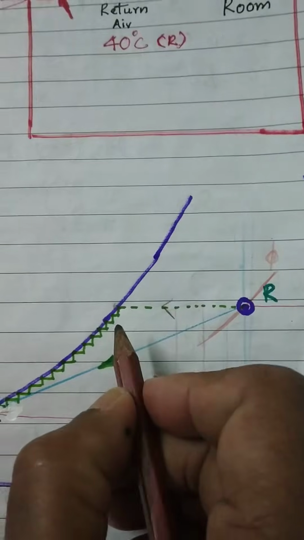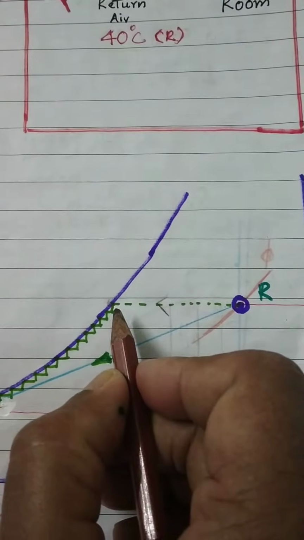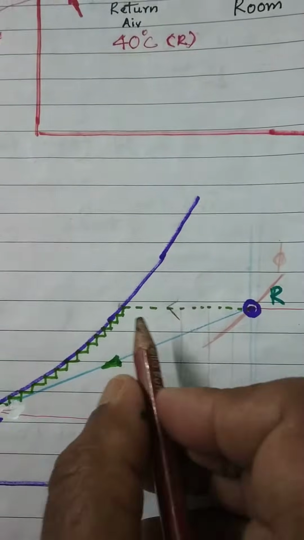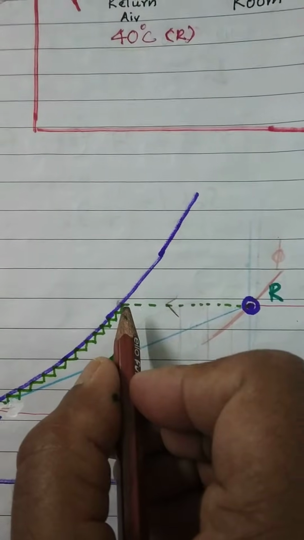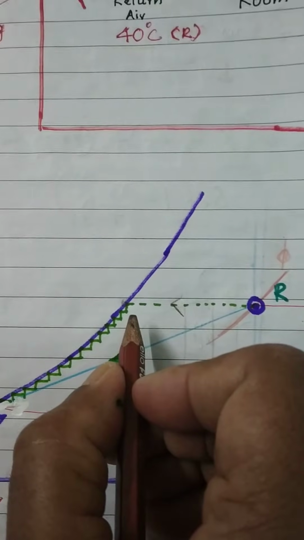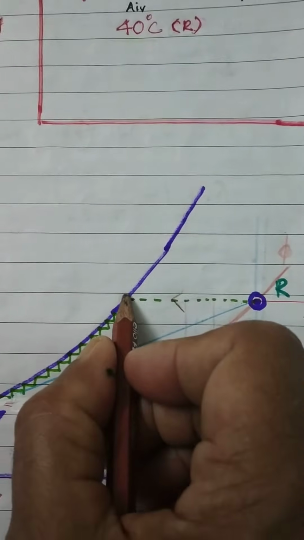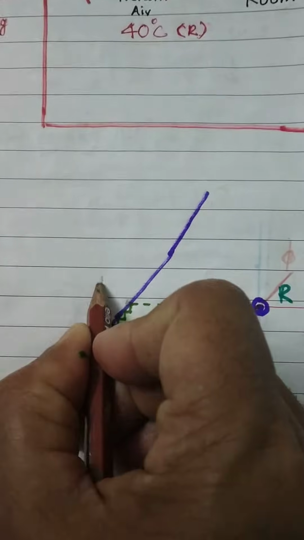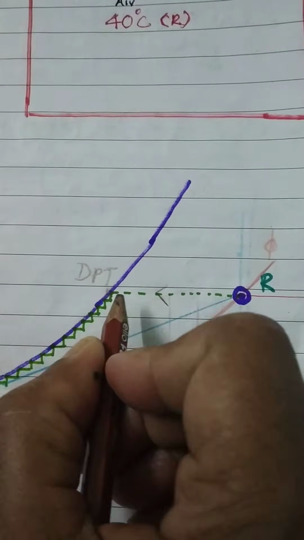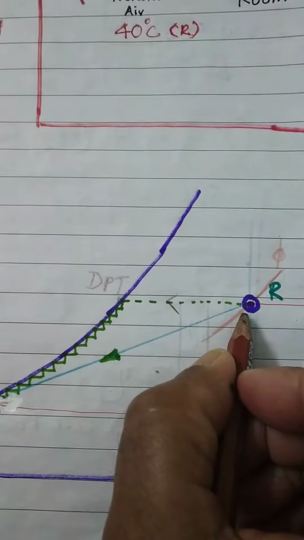What is this particular point which I have explained? This is sensible cooling, as I explained in my previous lecture on dry bulb, wet bulb and dew point temperature, WBT and DPT. So this particular point is known as the DPT of R. This is the dew point temperature of the R condition.